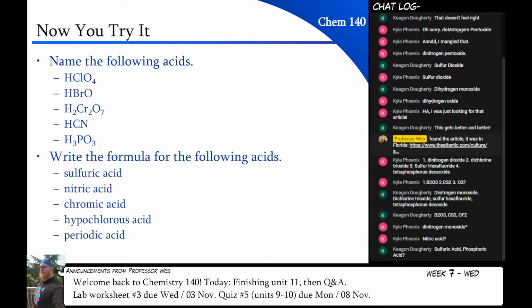So, for example, sulfuric acid, you'd have to get rid of the ic acid. What does ic mean? Oh, it was this formula, and so on and so forth. It was sulfate, for example. Okay?